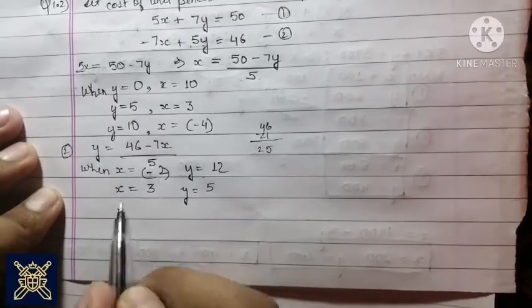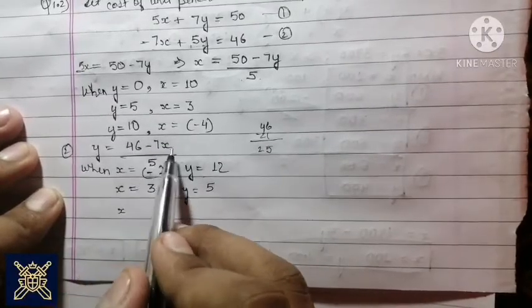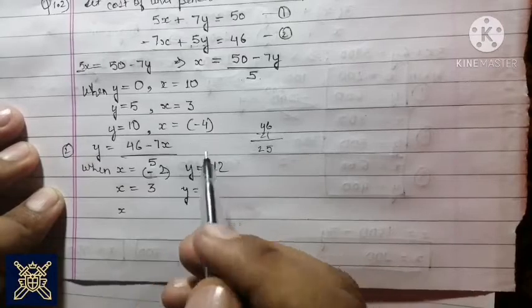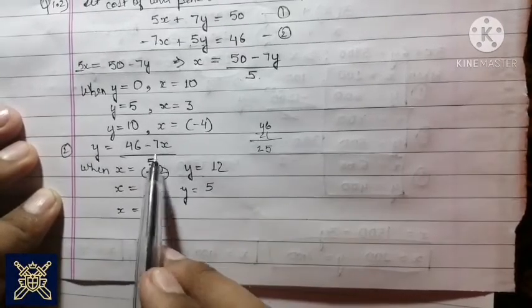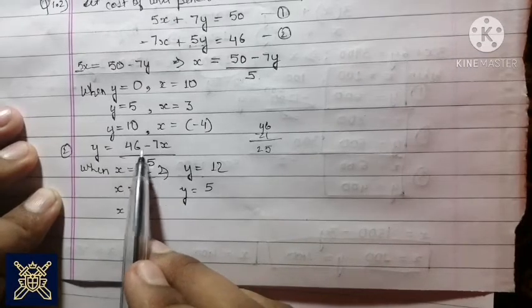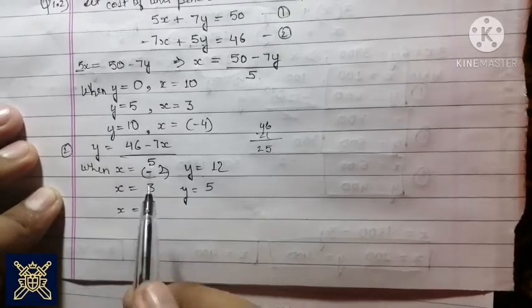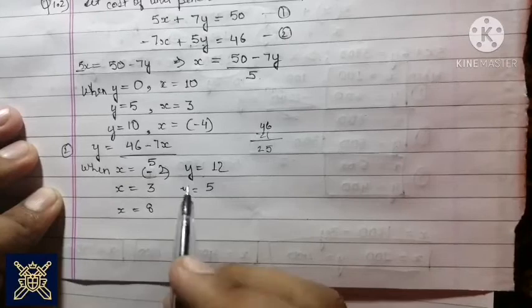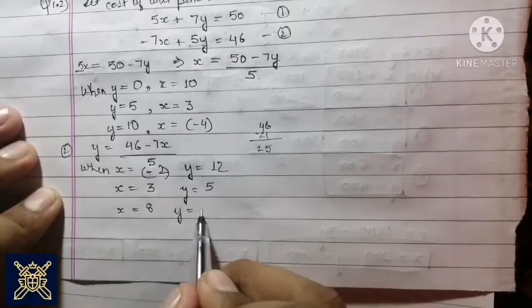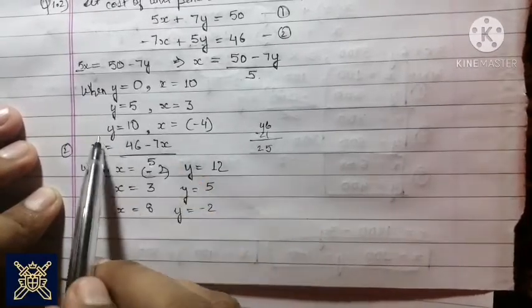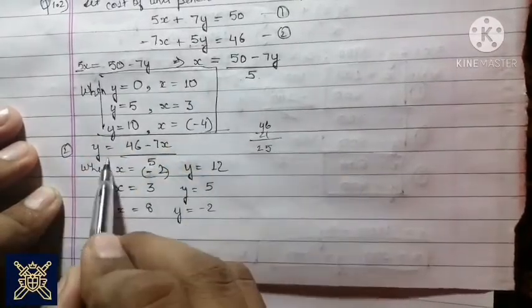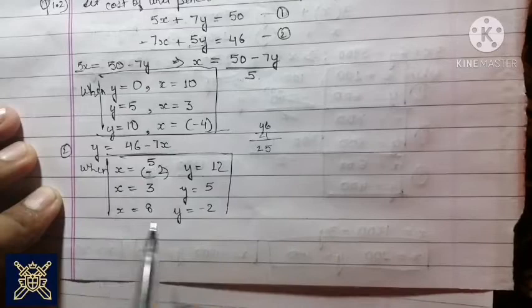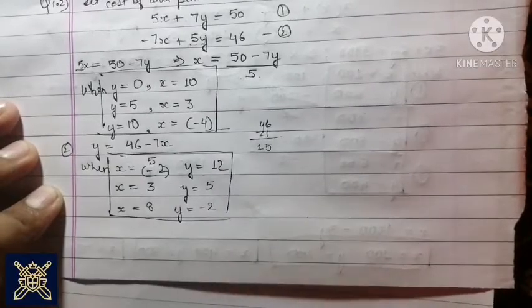Similarly we take some other value so that here we get a number that has the last digit as 5 or 0. So when we take x is equal to 8, 7 eights are 56, and 56 minus 46 gives 10, so you get 10 by 5, that is 2, and y is equal to minus 2. Again you have got the sets of 3 points for both the equations, and now you only need to plot them on the graph. That is very easy for a class 10 student.